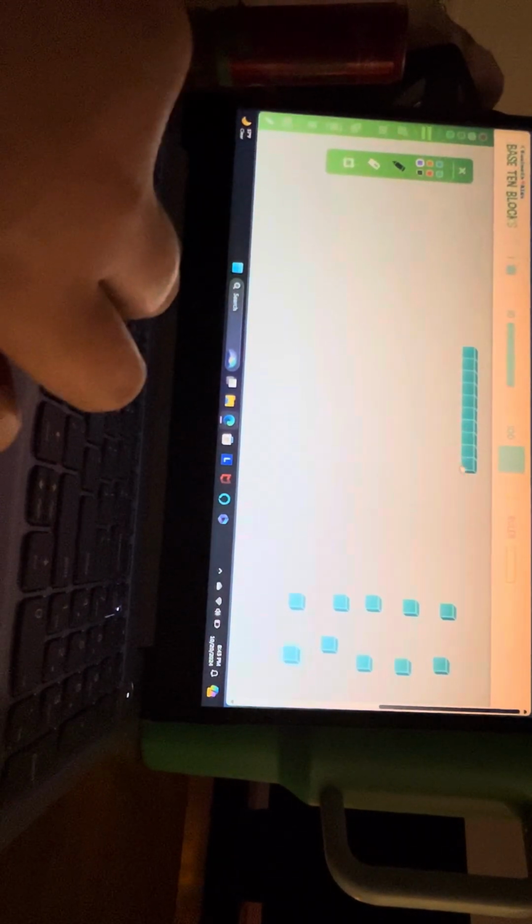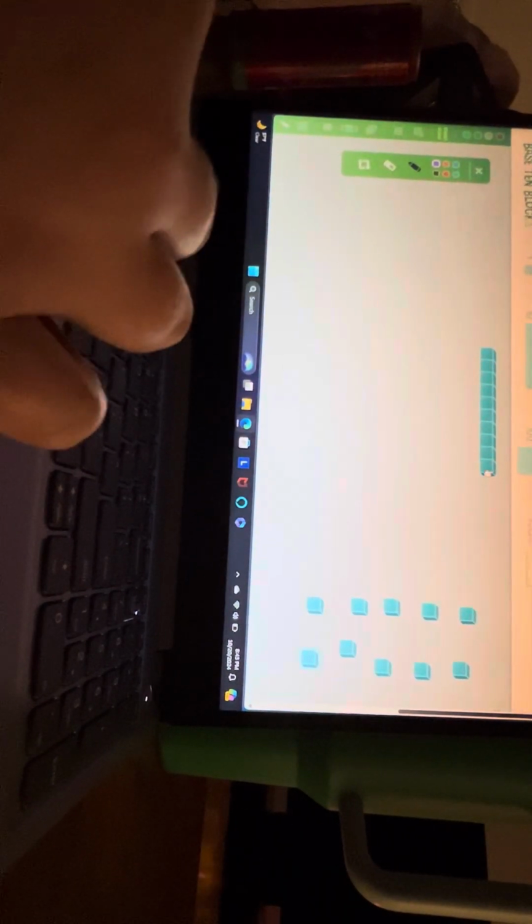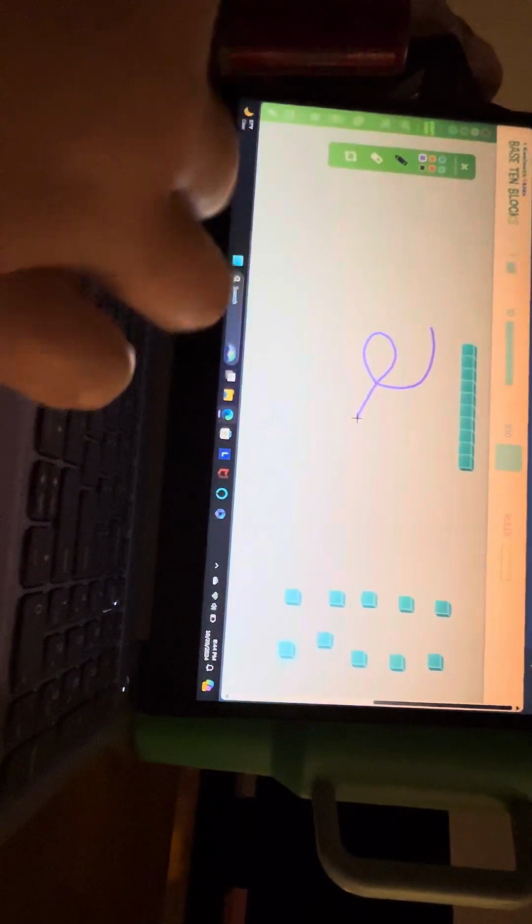Okay, so if we're looking at this one, again, we're just going to count it. We have 1 tower. So in 1 tower, we have 10 blocks. 1, 2, 3, 4, 5, 6, 7, 8, 9, 10. We have 10 blocks in this. So one tower equals 10. So we have 10, 11, 12, 13, 14, 15, 16, 17, 18, 19, 20. So if we count it, we have 20 blocks altogether, right?